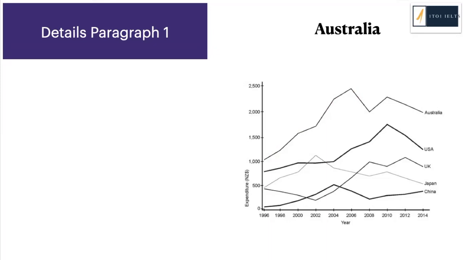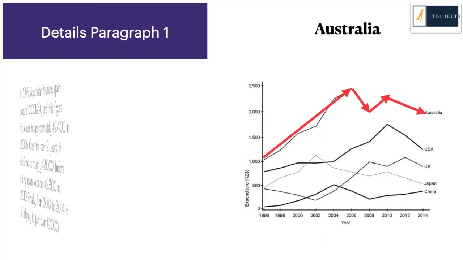I decided when looking at Australia, the important points were from 1996 to 2006, 2006 to 2008, 2008 to 2010, and 2010 to 2014. I think by describing only these 4 points, the examiner is going to have a very good idea of exactly what the data is going to look like.